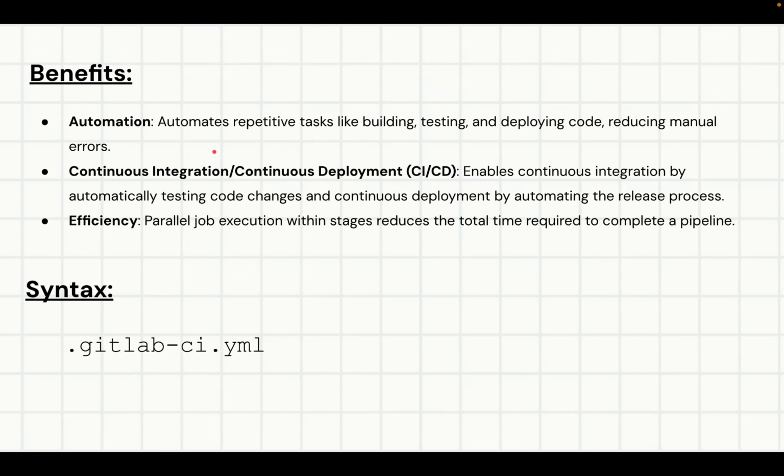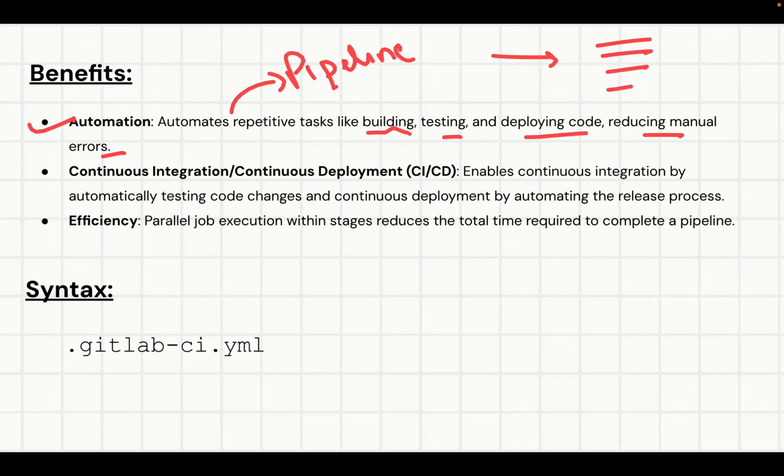The major benefit of using the pipeline is automation, because repetitive tasks like building, testing and deploying code are handled, reducing manual error. We don't have to build things on our own each and every time. Once the code has been written, only the changes need to be pushed, and the tasks always remain the same.